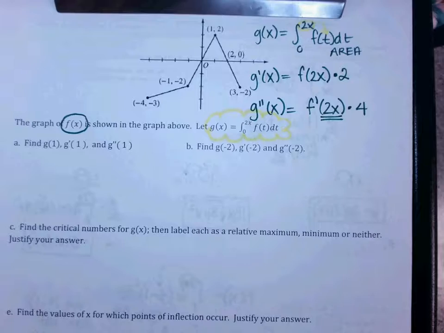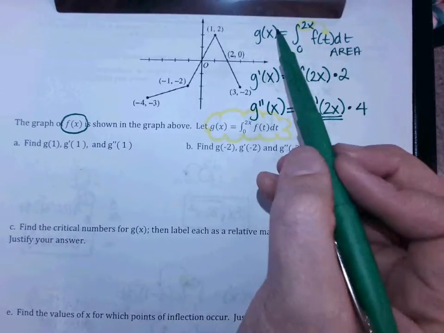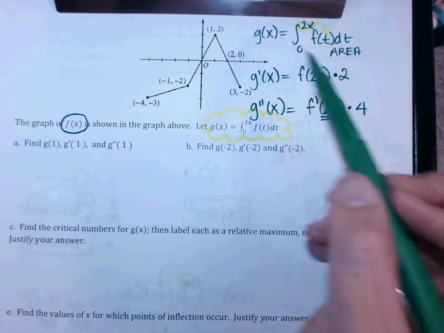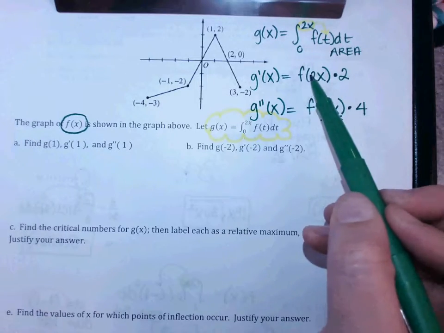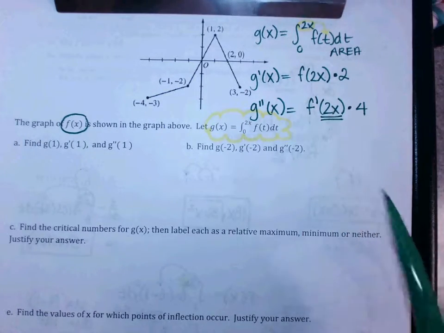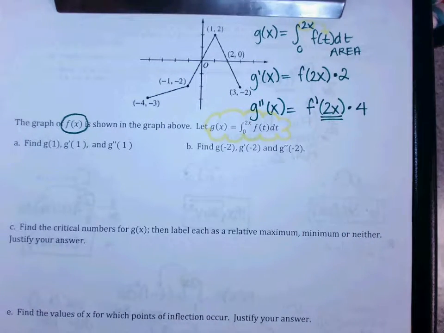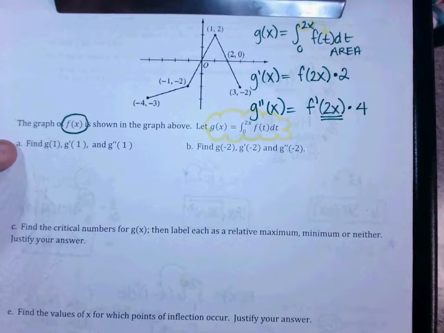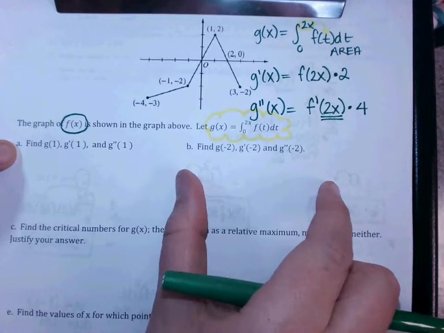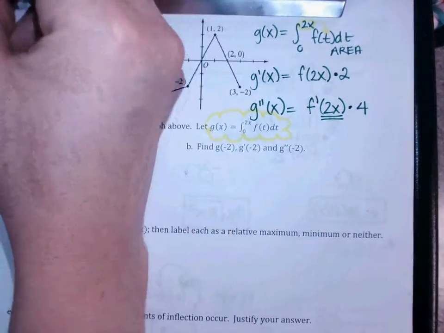Did we not do that on the... No, because this was always just an x. So when you take the derivative, you just got f of x, and then you just got f prime of x. The only difference is that instead of it being an x alone, now it's a 2x. Okay? So let's do part A, and then I'll have you do part B.